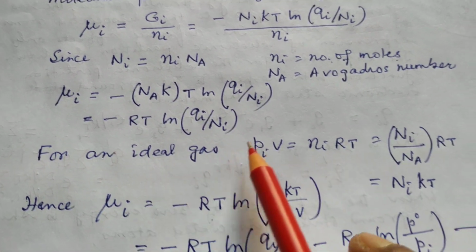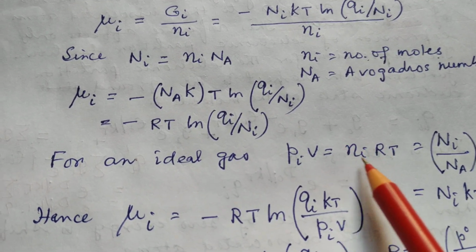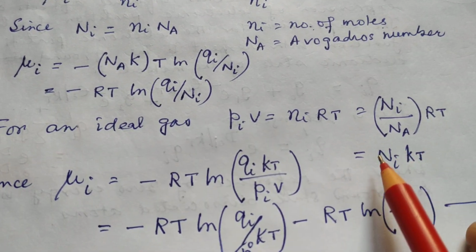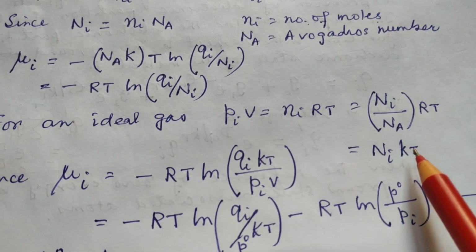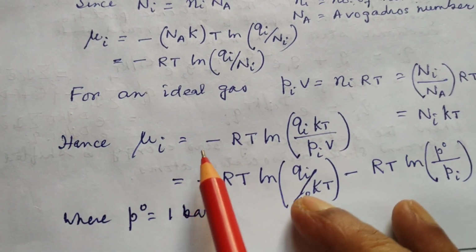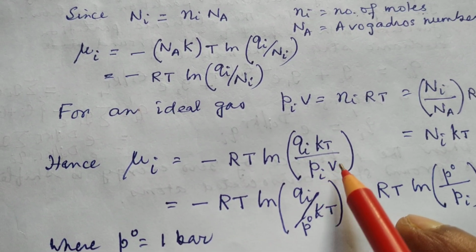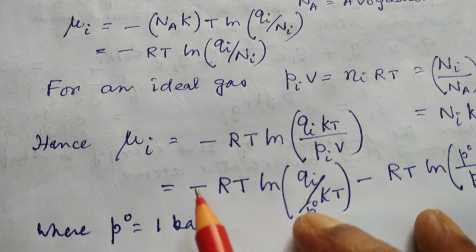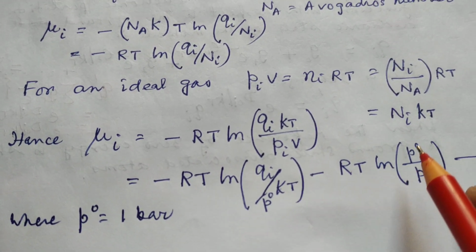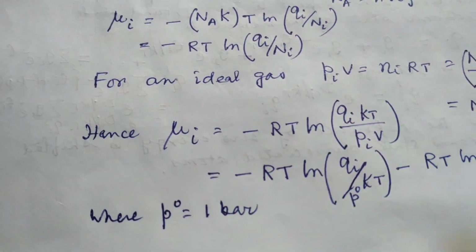Now, for an ideal gas, we know P_i V equals n_i RT for n_i moles. So this equals N_i/N_A times RT, which equals N_i kT, since R/N_A equals k. Hence, mu_i equals minus RT ln(q_i kT/(P_i V)). This equals minus RT ln(q_i kT/(P0 V)) minus RT ln(P0/P_i), where P0 equals 1 bar.